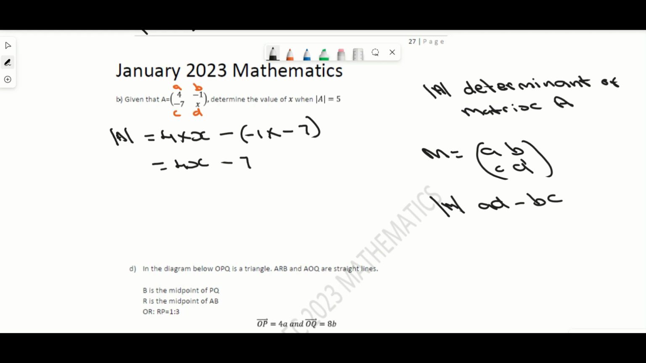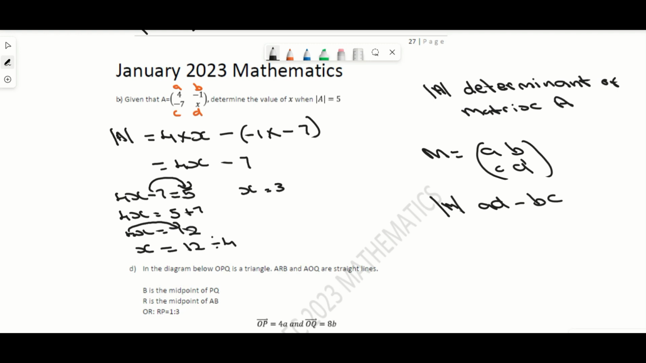And they said this is equal to 5. So we know that 4x minus 7 is equal to 5. You're going to make x the subject because they want the value of x. You carry across negative 7, it's going to turn to positive 7. So 4x is equal to 5 plus 7. So 4x is equal to 12. Then we carry across the 4, and the opposite of multiply by 4 is divide. So it's 12 divided by 4. So now x is equal to 3, and that would be your answer for this question.